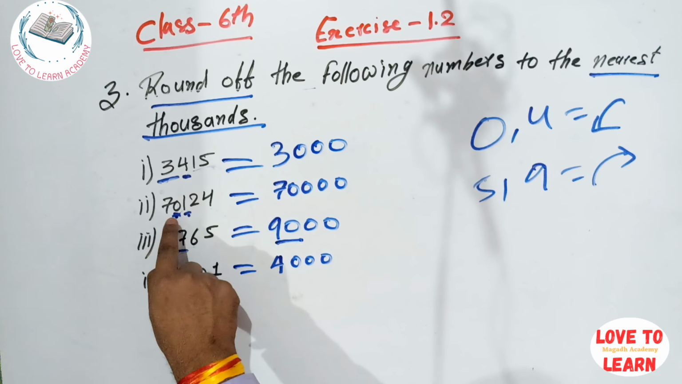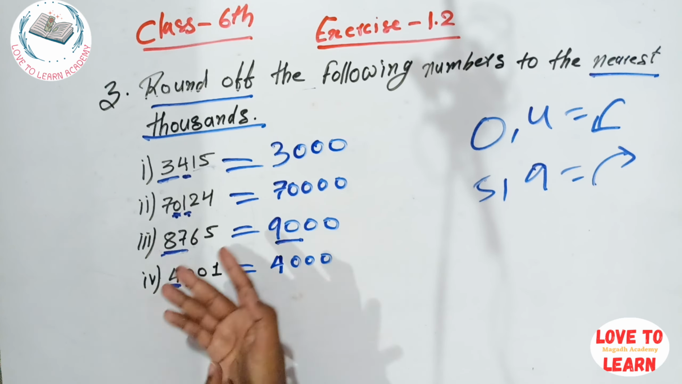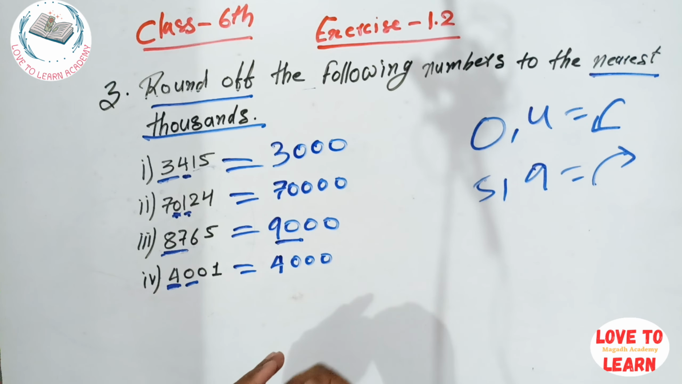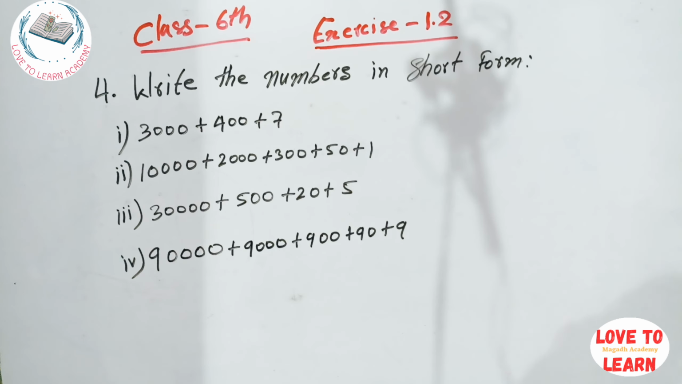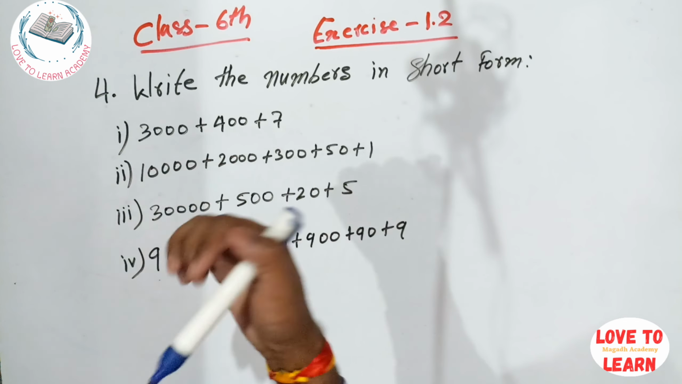Now see here, if it is 0, I already know it is going to be 0 only. So this way you can do it. Very easy for you, and I hope you understand it. Okay, let's see question number 4. Okay guys, so this is our question number 4.